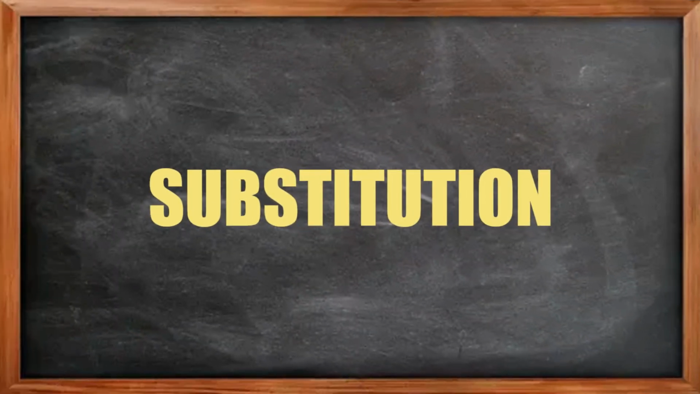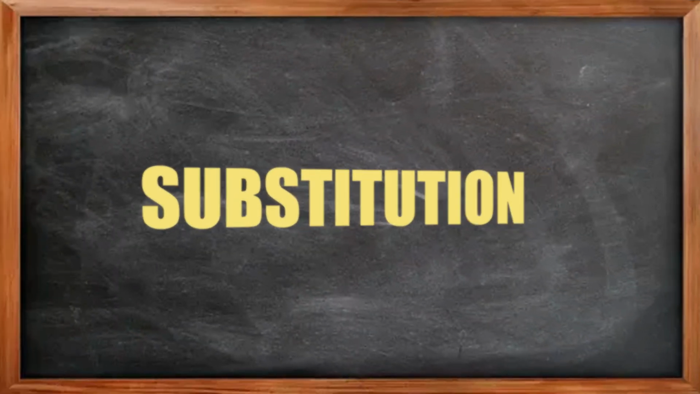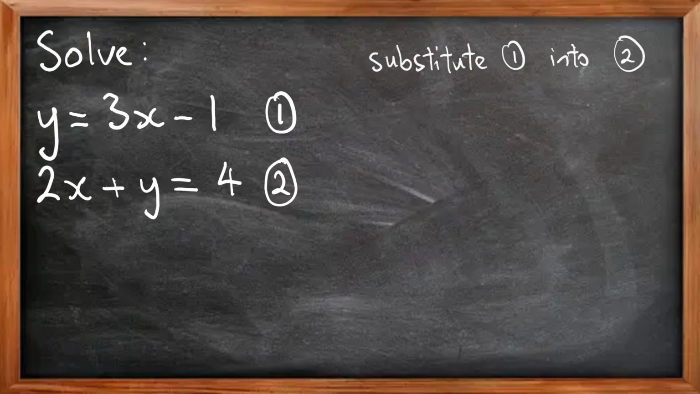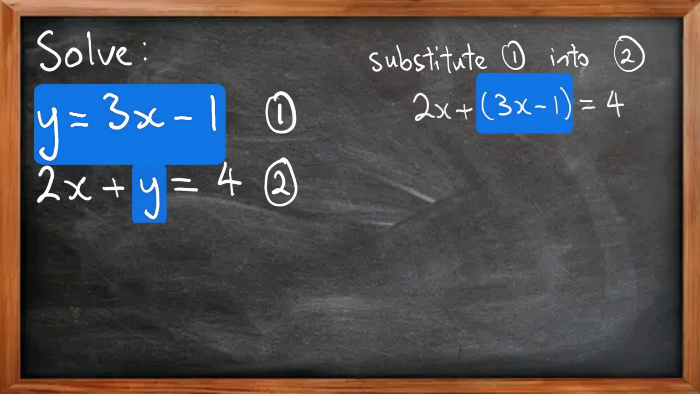Next, let's look at substitution. In this method, we substitute one of the equations into the other. We do this because it will end up giving us one equation with either x or y, which we can solve. It helps to label your equation, so let's do that. Sometimes you might have to do some rearranging first, but since equation 1 is already rearranged for y, we will substitute it into equation 2.